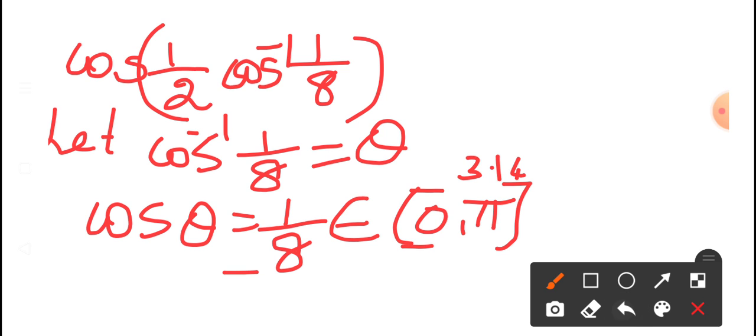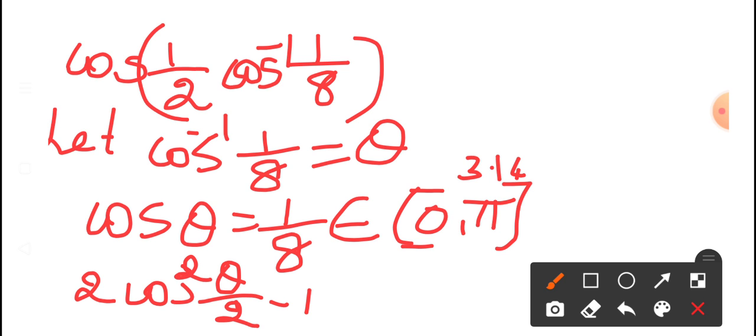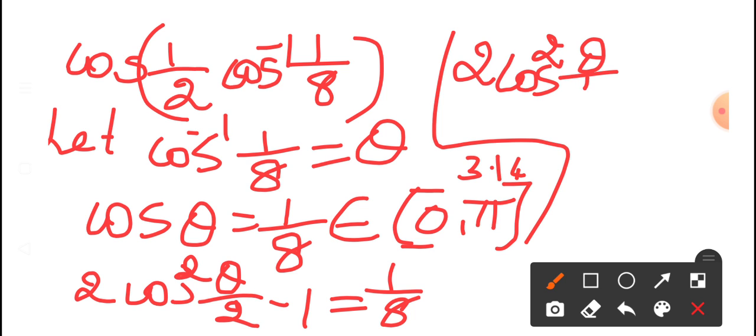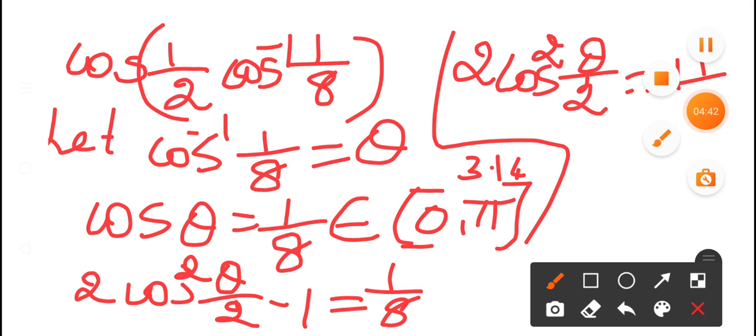Okay, now listen. Here cos theta is equal to 1 by 8. We are applying the formula 2 cos square theta by 2 minus 1. This is equal to 1 by 8. Now minus 1 goes to the right hand side as plus 1. So now our next step is 2 cos square theta by 2 is equal to 1 plus 1 by 8. Okay, now we take LCM.